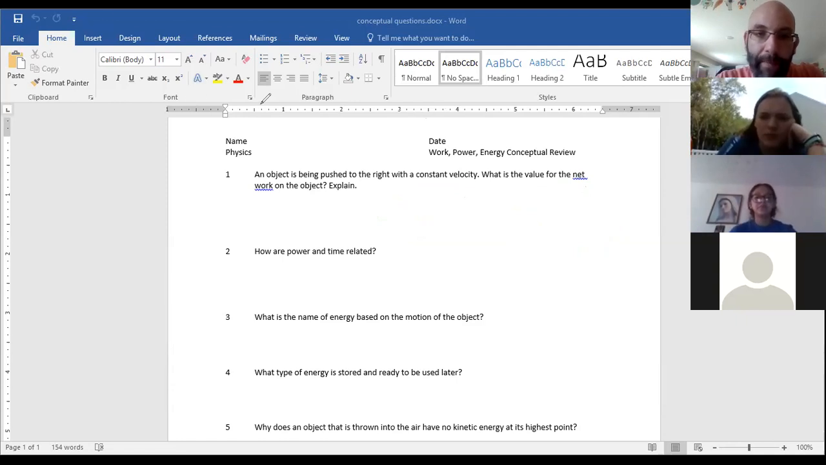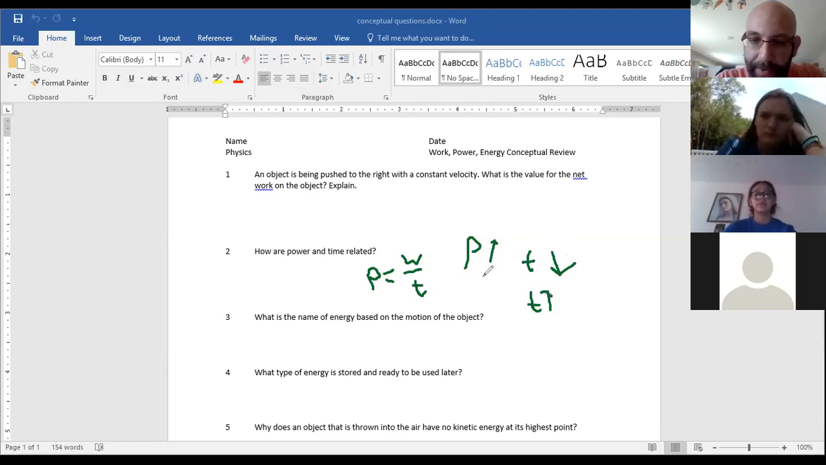2, power and time are inversely related. Power equals work over time. So if P goes up, that means the amount of time required goes down, and vice versa. If you get more time to do something, the power requirement goes down. They are inversely related.